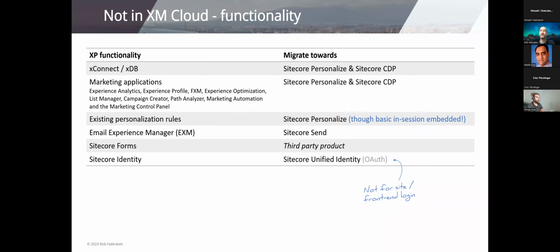One thing is that you should reapply those personalization rules because the way it works is going to be completely different from what you're used to when using XP. So you need to reconfigure it. The Email Experience Manager, EXM, is no longer an option to be used, but you can use Sitecore Send for that, or an equivalent product, of course.